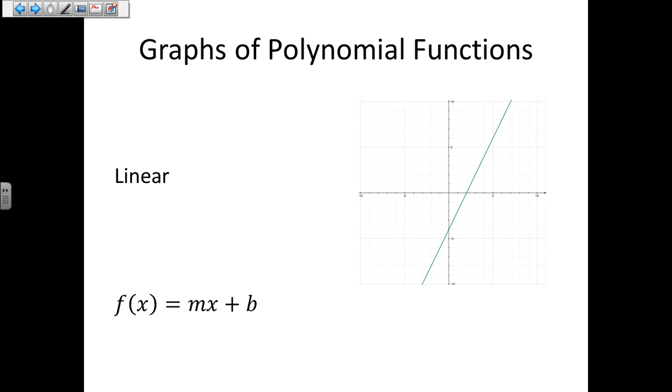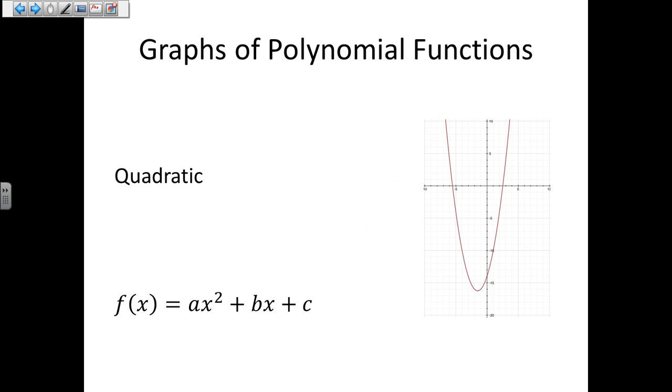Now really what I want to do is go through what each graph of a polynomial should look like. We'll start with the most basic polynomial, and that's a linear function. You should know how to graph this using the y-intercept and the slope. Shouldn't be a big deal at all. So this would be an equation for the line for a polynomial in the form mx plus b.